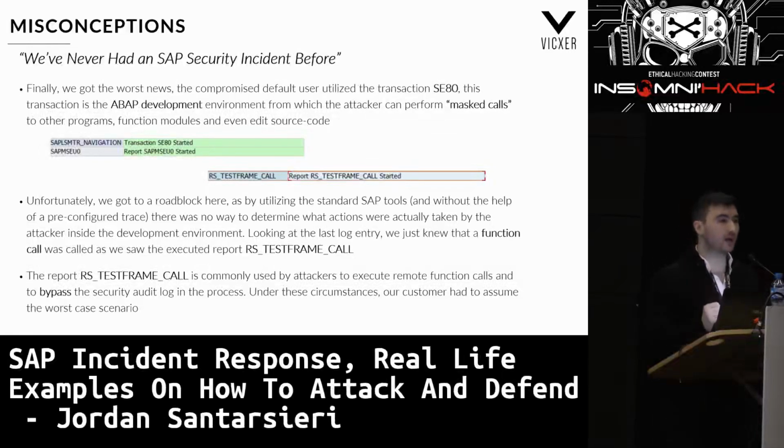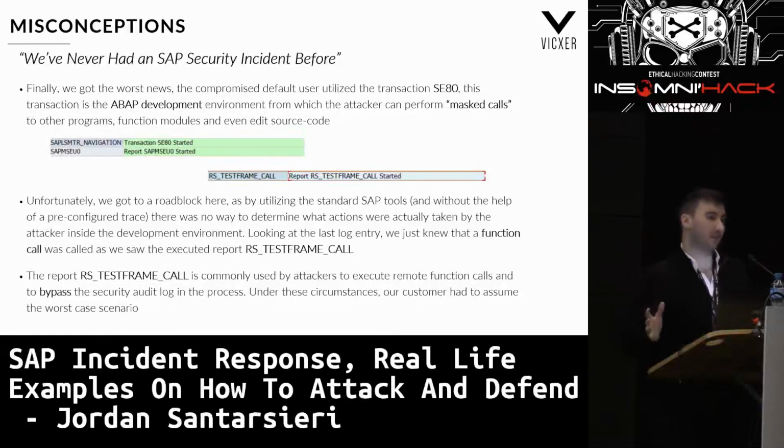And we see something that really caught my attention. We see the attacker calling one specific program called rs_testframe_call. This was a real surprise to me. That program will let you mask and completely bypass the security audit log. Before seeing this, I thought I was the only one that had this zero-day technique to bypass the security audit log. But someone else actually found it and used it.